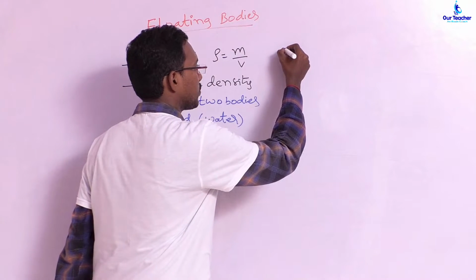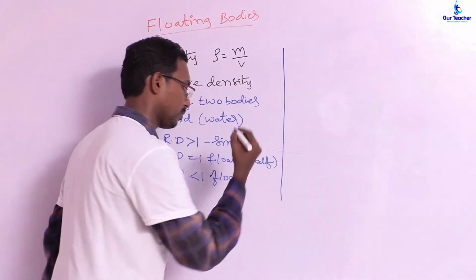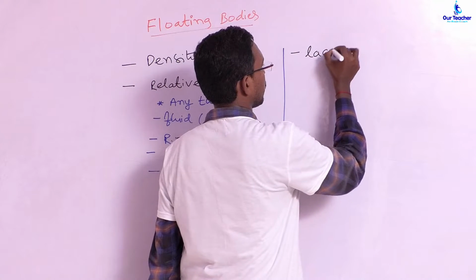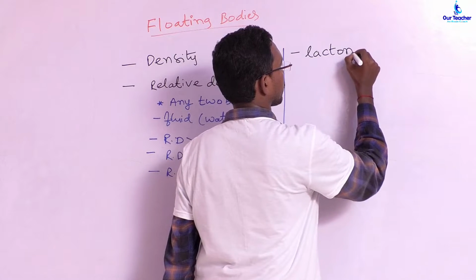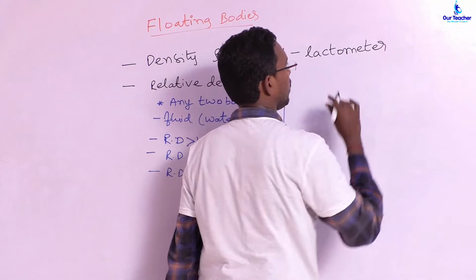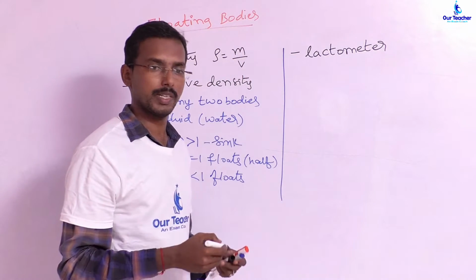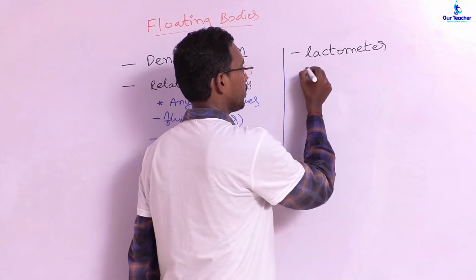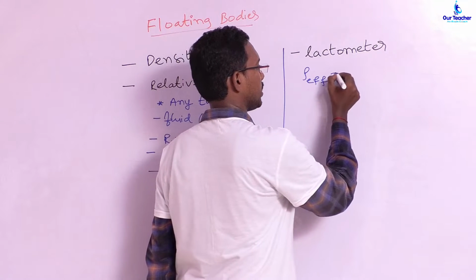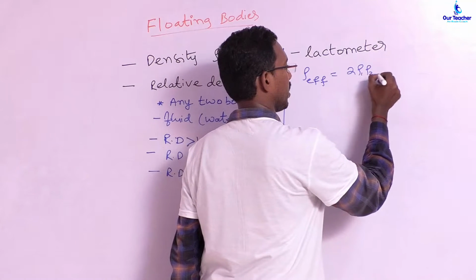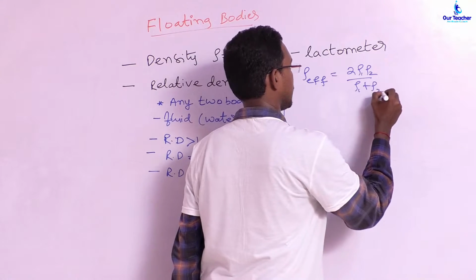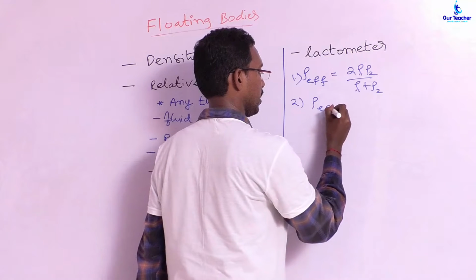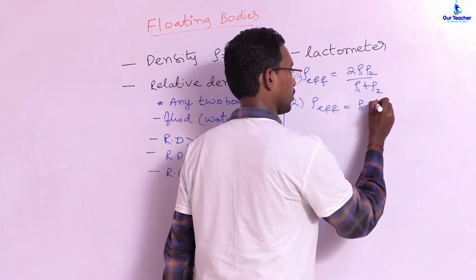Okay, and then the next one we will deal with is the concept of the lactometer. Lactometer is an instrument used to find the purity of milk. We have two formulas in the concept of lactometer. First, effective density as 2 rho 1 rho 2 by rho 1 plus rho 2. In the second one, effective density as rho 1 plus rho 2 by 2.